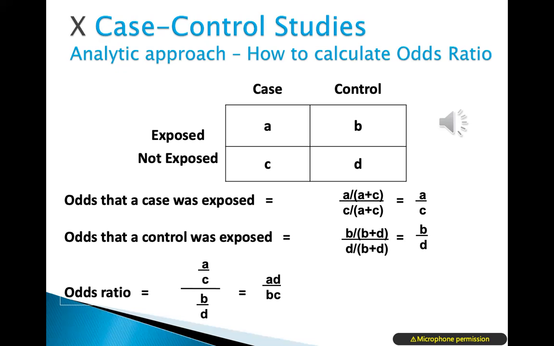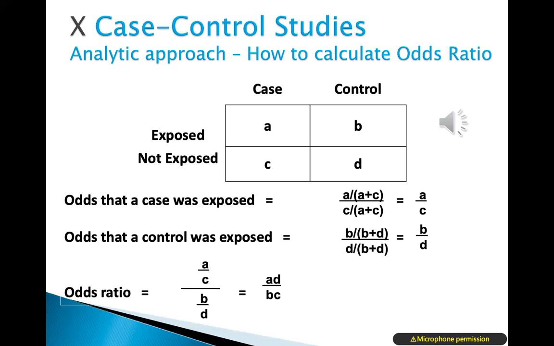You don't need me. But if you do it that way, if you remember from your algebra, when there's a common factor there, A plus C or B plus D, those cancel out. So A plus C cancels out both in the numerator and the denominator in the odds that a case was exposed. And B plus D cancels out in the odds that the control was exposed. And we end up with a much simpler A divided by C and B divided by D.